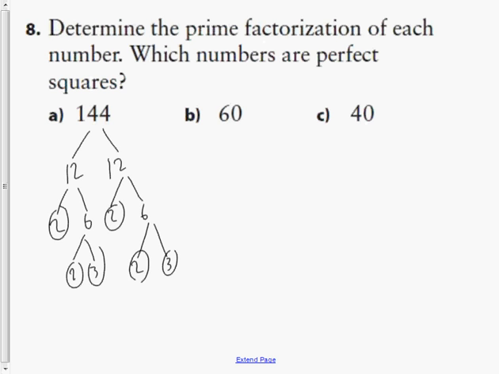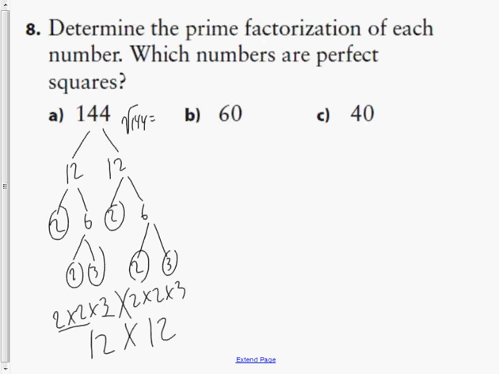So I can take all of those circled prime factors, 2 times 2 times 3, 2 times 2 times 3, times 2 times 2 times 3, and I will determine that 4 times 3 is 12. Since 12 times 12 is 144, I could say the square root of 144 is 12, and it is a perfect square because it has a number multiplied by itself that represents 144.